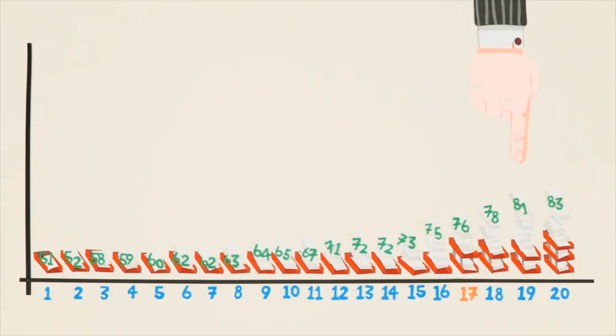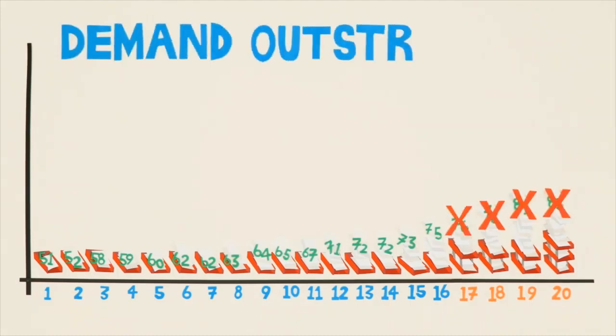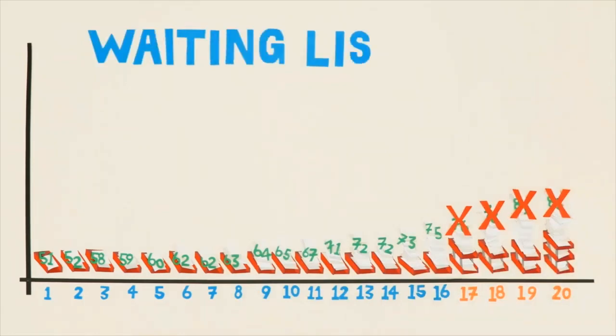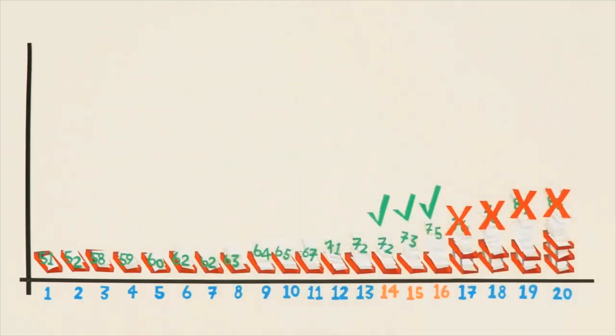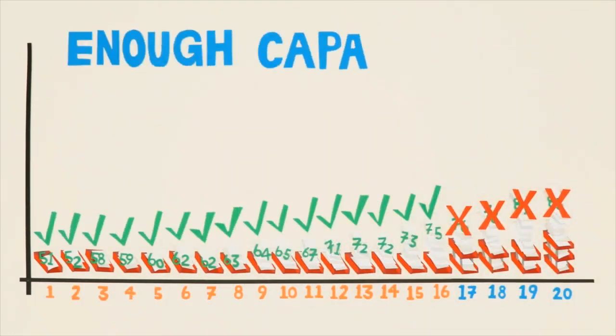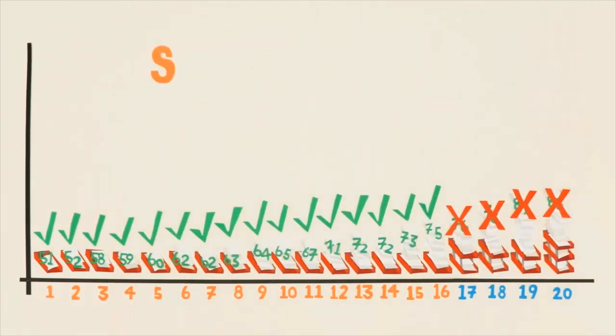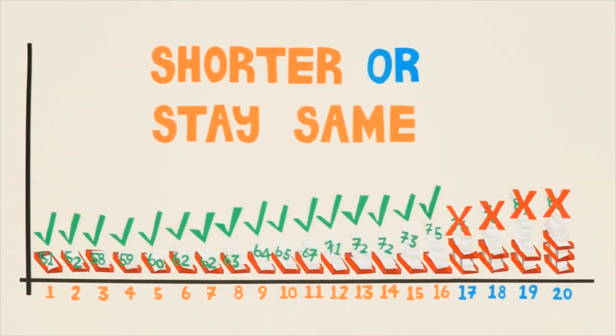Assuming that future demand behaves in a similar way, if we aim to see 75 people on our waiting list each week, in only 4 weeks out of 20 would demand outstrip supply, and our waiting list get longer. In the other 16 weeks, we should have enough capacity to meet demand, so the waiting list should get shorter or stay the same length.